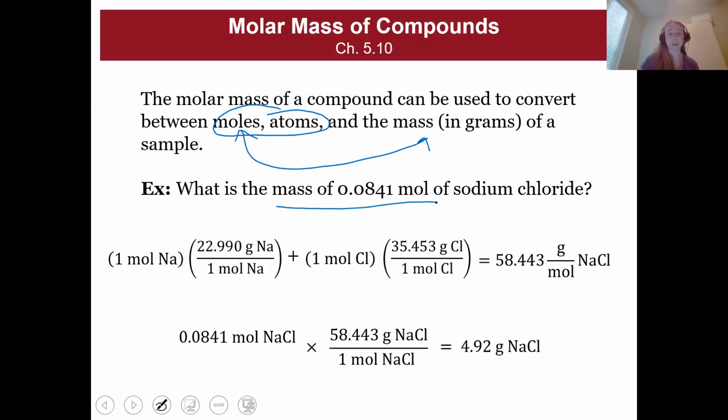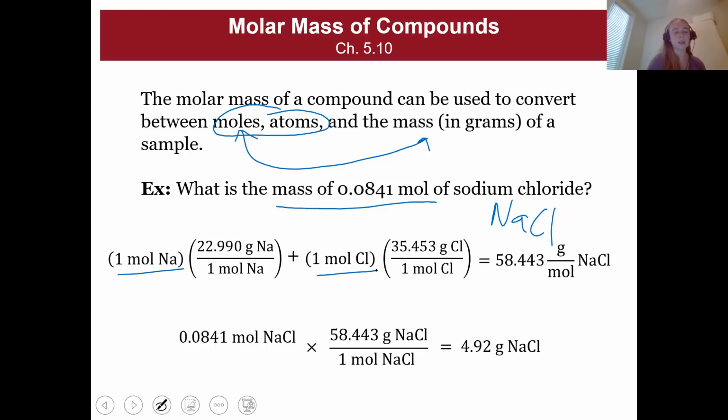So our first step is going to be to find the molar mass of sodium chloride. And we can do that by looking at the periodic table and adding up the molar masses of our elements. So sodium chloride has this formula, as you know, NaCl. So we've got 1 mole of sodium and 1 mole of chlorine, and we multiply those by our molar masses of sodium and chlorine.